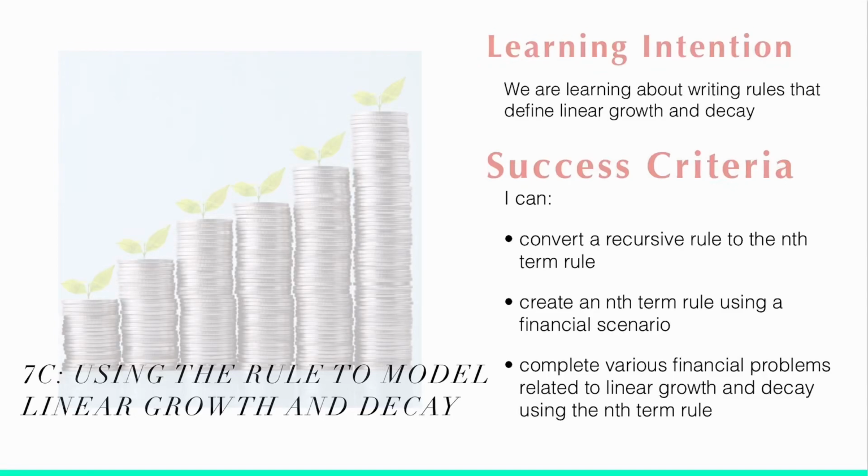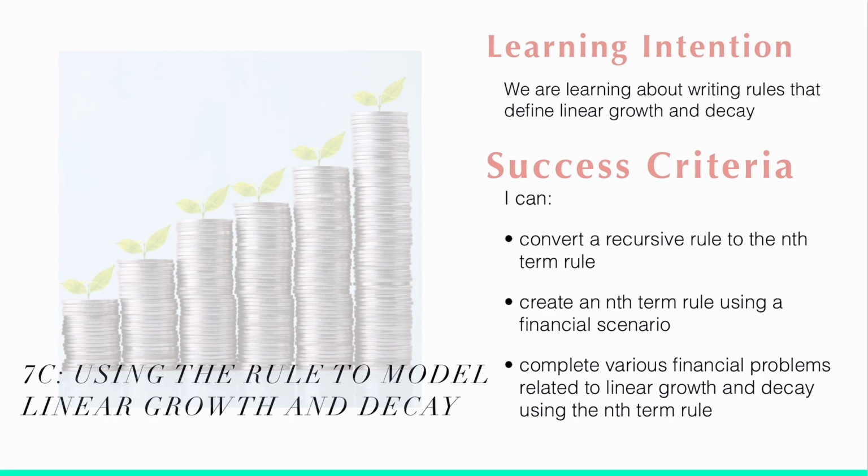Hi everyone, today we're doing exercise 7C using the rule to model linear growth and decay. So today we're learning about writing rules that define linear growth and decay. Pretty much what we learnt about last lesson, except last lesson we learnt it as a recursive rule, whereas today we're just going to learn the nth term rule, which is actually a lot easier to use.